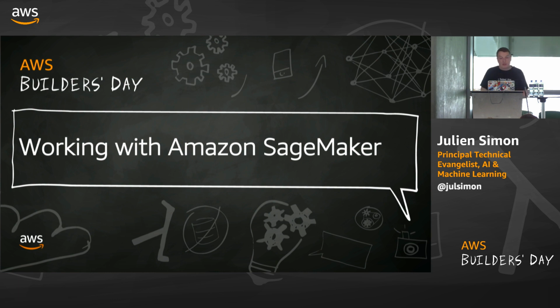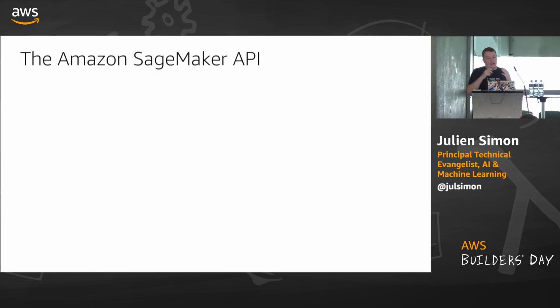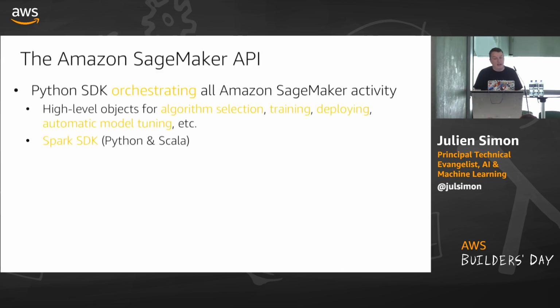So how do we work with this? Like I said, it's all driven by APIs and a high-level SDK. That's what we refer to as the SageMaker SDK, a high-level Python SDK for algo selection, training, deploying, tuning, etc. And you will see, when I say high-level, I really mean it. You don't get into the nitty-gritty details. You end up writing very little code.